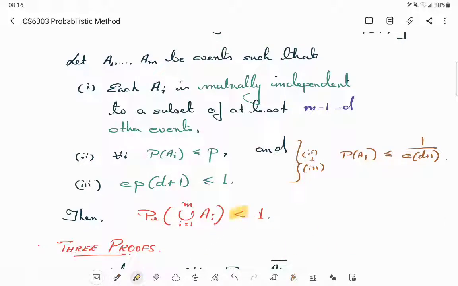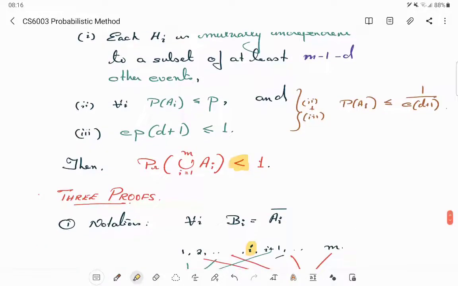Remember that the strictly less than 1 is the only non-trivial part in this conclusion, right? Because if I put a less than or equal to here, then that's a trivial statement, because any probability is upper bounded by 1. So the entire use of this conclusion is only because there is a strict inequality there. Now let's go to the three versions of the lemma and the three proofs.